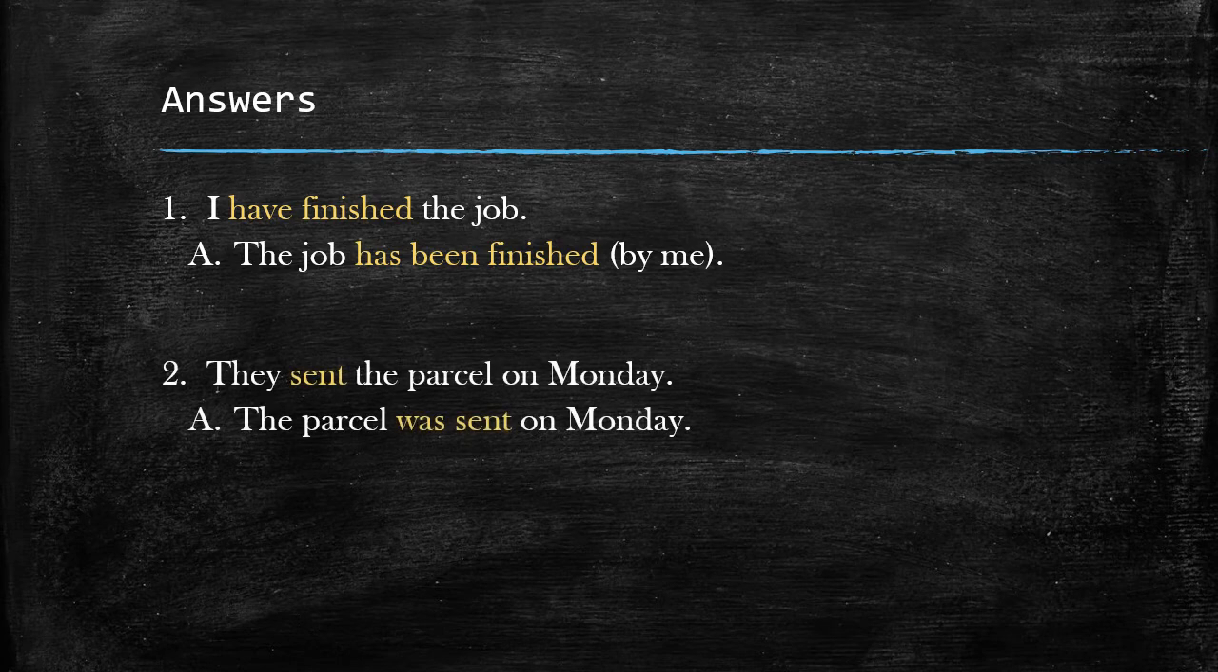Look at the second sentence. They sent the parcel on Monday. Find the direct object, the parcel. So the parcel was sent on Monday. I've left out the they. If I wanted to, I could have said by them. They becomes them when we change that.